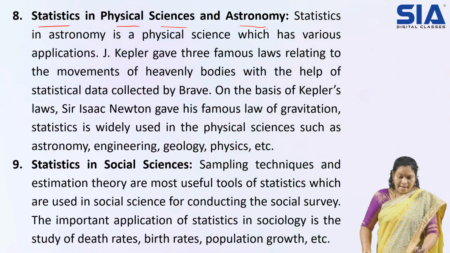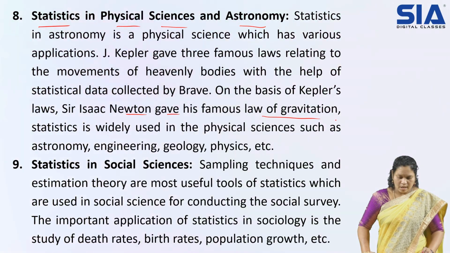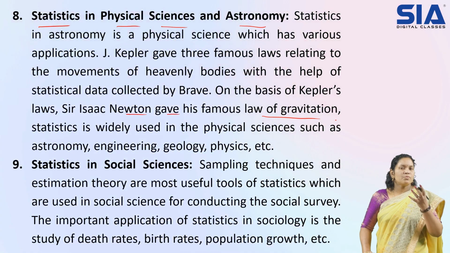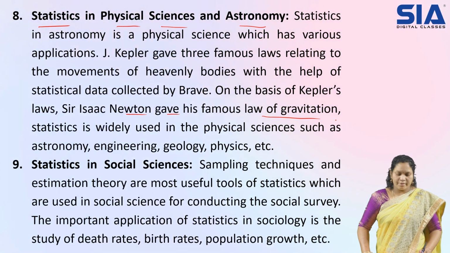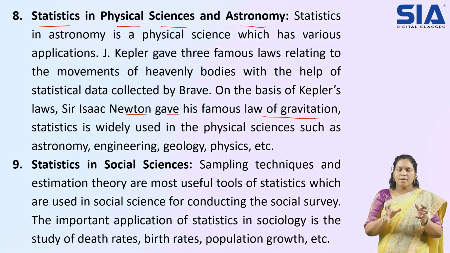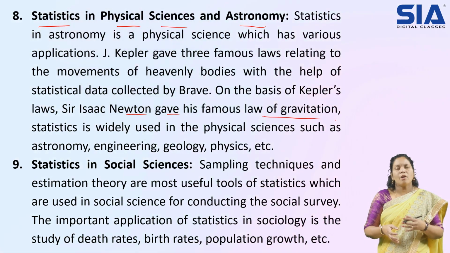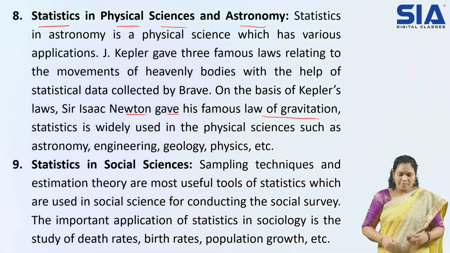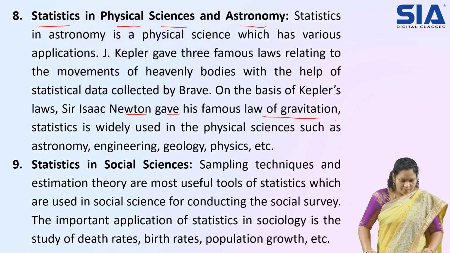Check one of the examples they have given here. Newton gave his famous law of gravitation. Remember, the apple fell down, so he discovered that gravitation is there on earth, so everything falls down, it will not go up. So that is your law of gravitation. Through statistics also, maybe he did some experiments, maybe he collected some data. So statistics is involved in astronomy and physical science also. They want to give the reason here, so that is how statistics is involved here also.